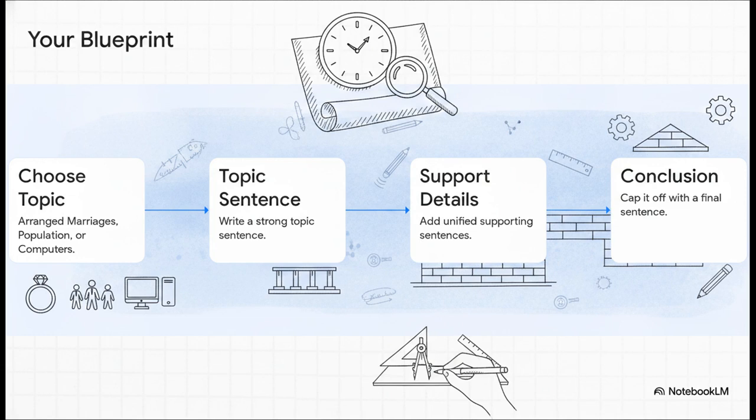Pick just one of the 3 topics listed here. You've got exactly 15 minutes to build a 4 to 5 sentence paragraph entirely from scratch, using the exact formula we just went over. Write a strong topic sentence with a clear controlling idea, add your unified, coherent supporting details, and cap it off. But before you start, ask yourself this.